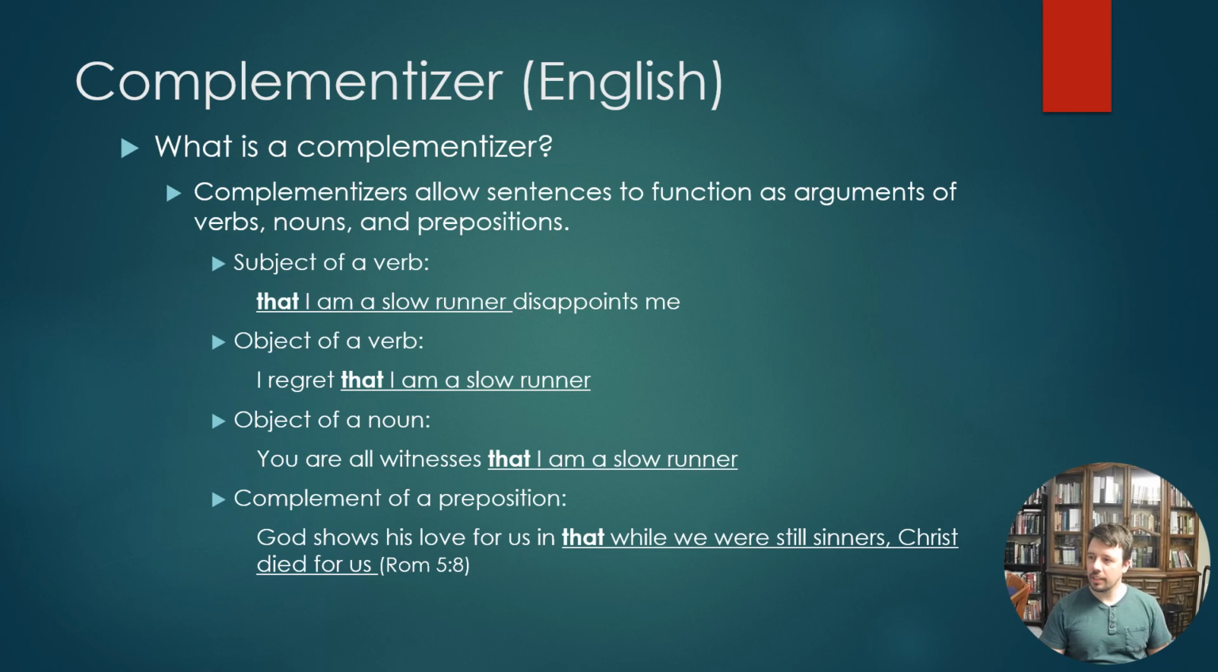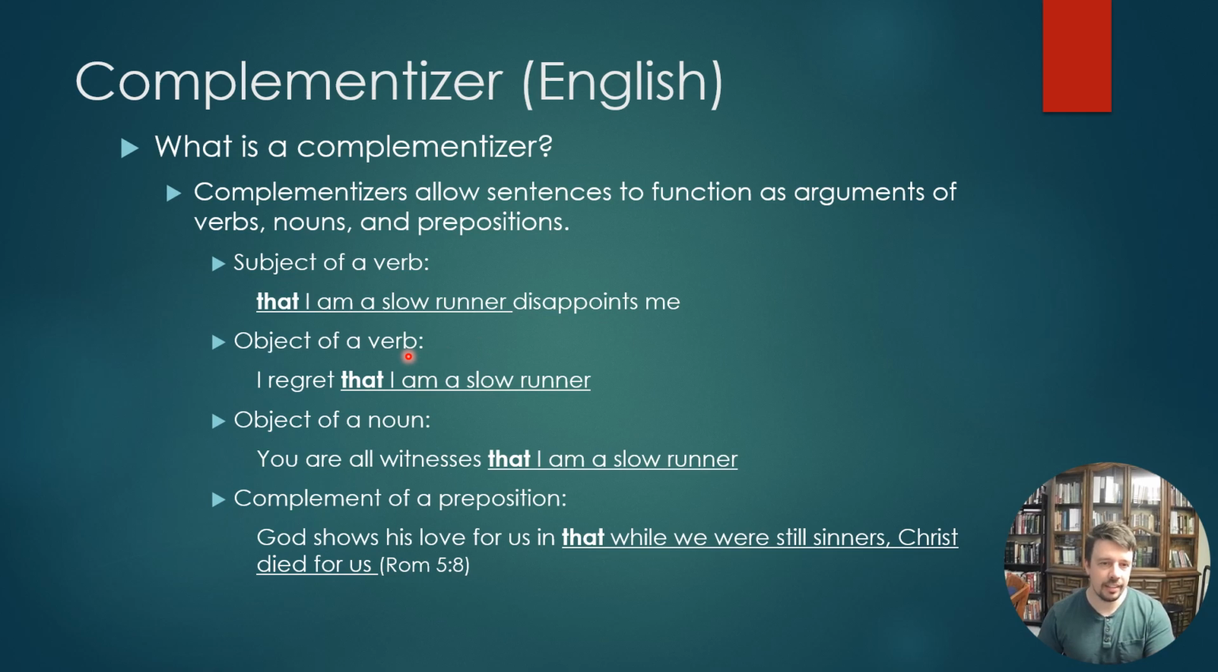So in our first sentence, we see that I am a slow runner disappoints me. So what disappoints me? Well, it's that I am a slow runner. This is the subject of the verb disappoints. If we take out the word that, what we're left with is, I am a slow runner disappoints me. And that shouldn't sound very good to you. We need the word that to be here in order for this sentence to be the subject of this verb.